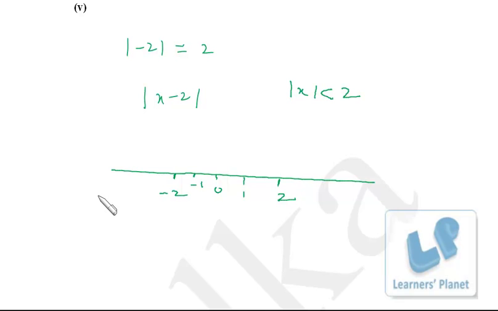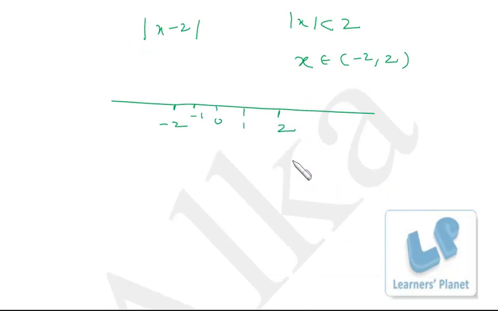So if you take the modulus of minus 3, it will be 3, and that will be greater than 2, not less than 2, right? So if modulus of x is less than 2, then x will lie between minus 2 and 2. That means x belongs to (minus 2, 2). Similarly, if modulus of x is greater than 2, then what will happen?